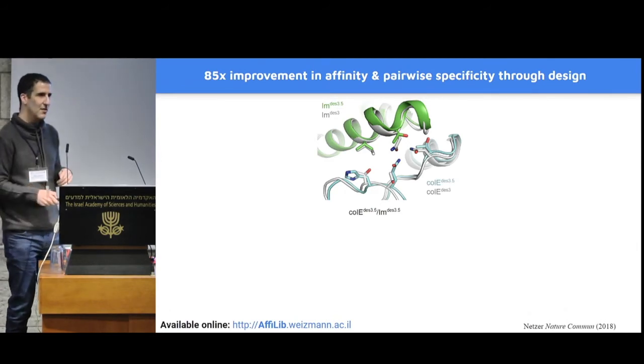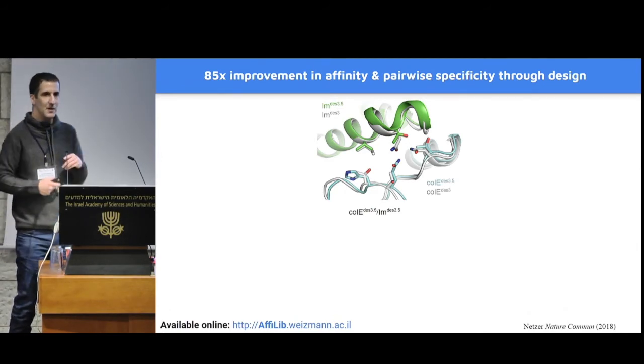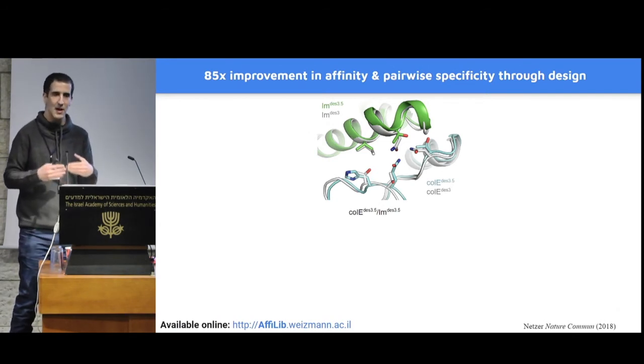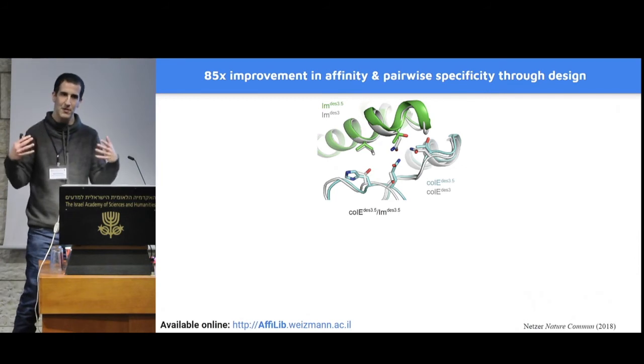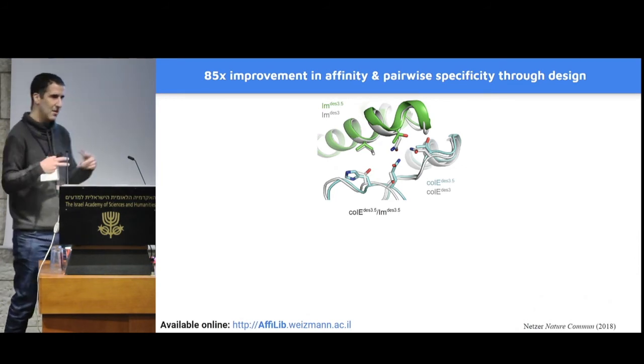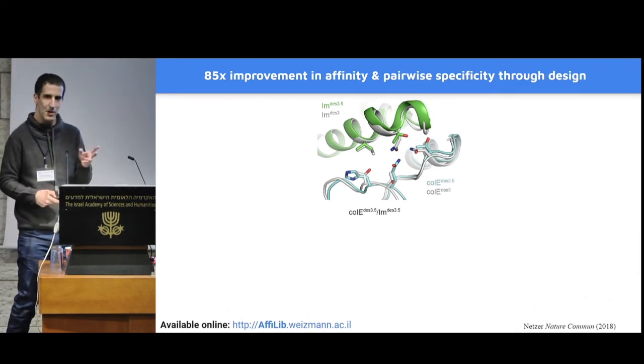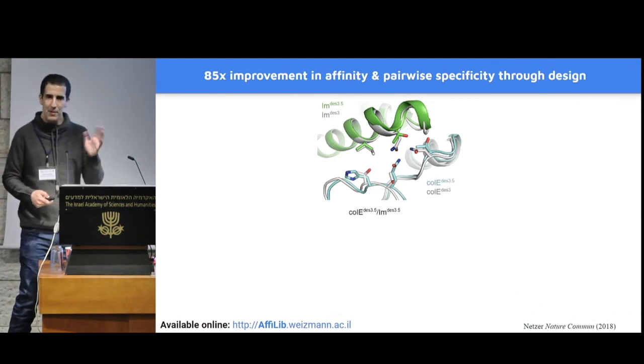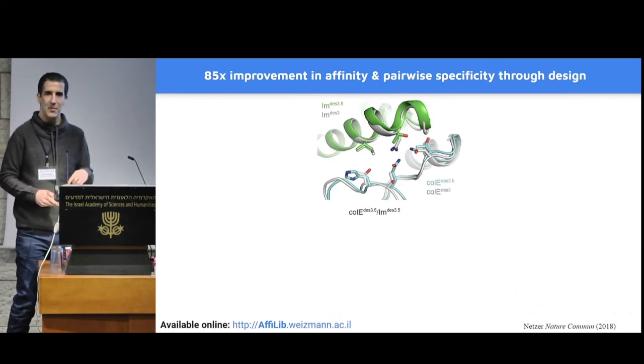I won't go into the details of this method, but we were successful in designing pairs of proteins that were highly homologous to one another and yet exhibited more than 100,000-fold specificity switches in binding their cognate partners relative to non-cognate homologous pairs. But some of these pairs were relatively low affinity. For instance, one of the design pairs had about 70 or 80 nanomolar affinity.